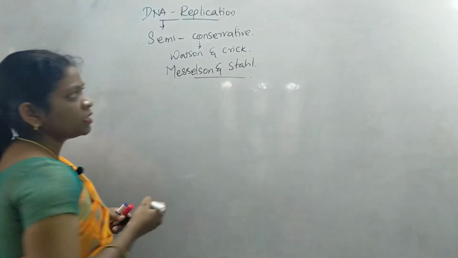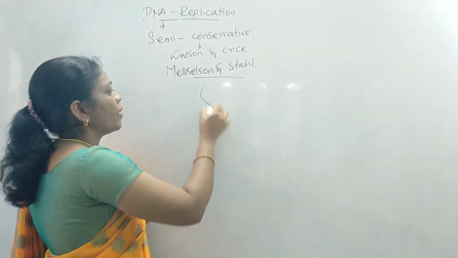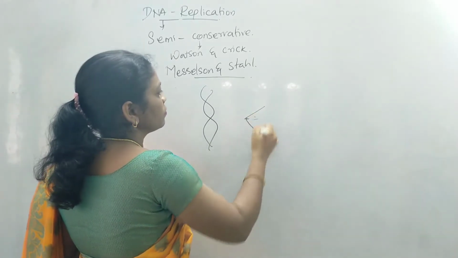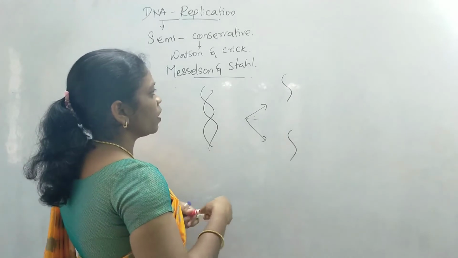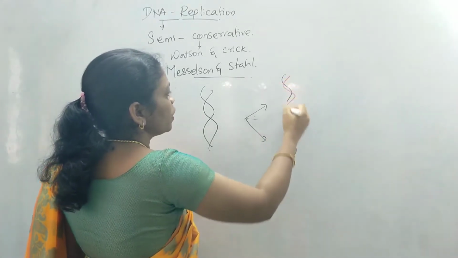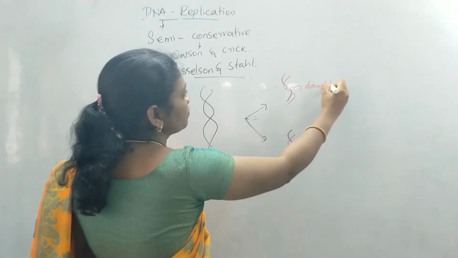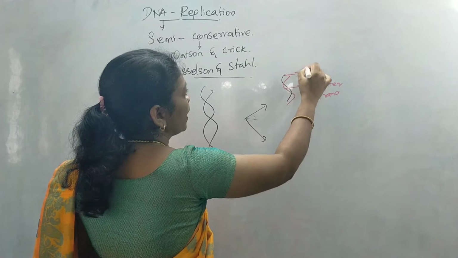They proved that DNA replicates by the semi-conservative method. It is where the parental DNA divides into two, and the other strand which is formed or synthesized is a new strand, which is considered the daughter strand. This is the daughter strand. This is the parent strand.